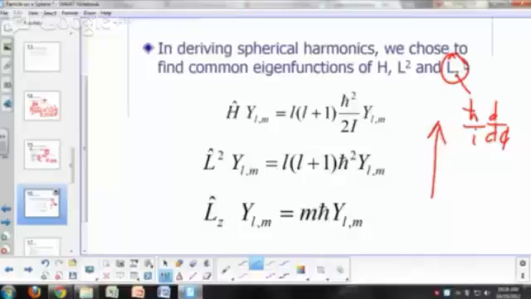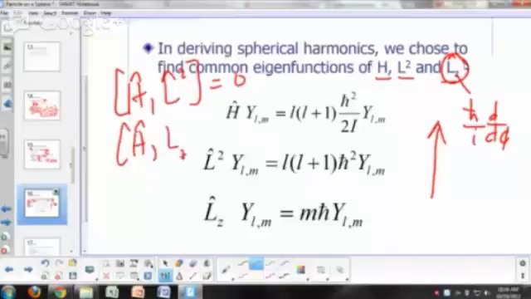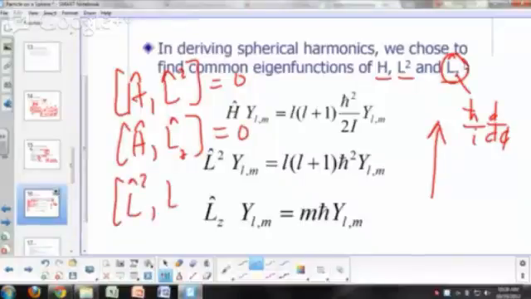So L squared and Lz, they all commute with each other. H hat commutes with L squared. H hat commutes with Lz. Actually, it commutes with Lx, Ly, and Lz also. And so does L squared. And L squared commutes with Lz. So it's possible to precisely determine the energy, which is the eigenvalue of the Hamiltonian, the magnitude of the angular momentum, and one of its components.